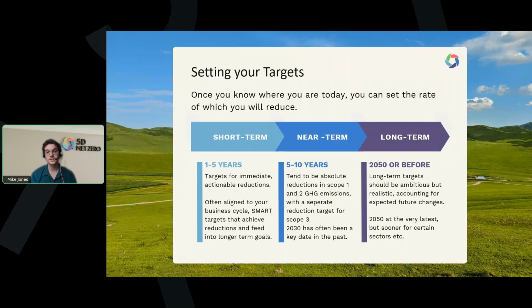What does it look like in terms of your reductions? This tends to be absolute reductions in your scope 1 and 2, so things like company-owned vehicles, the gas burn on site, electricity you're purchasing, reducing emissions relevant to those, absolutely to 0, and then having a separate reduction target for scope 3, and that's around trying to reduce as much as you can. For some sectors, that's looking at a 50% reduction across the board by the 5 to 10 year mark.